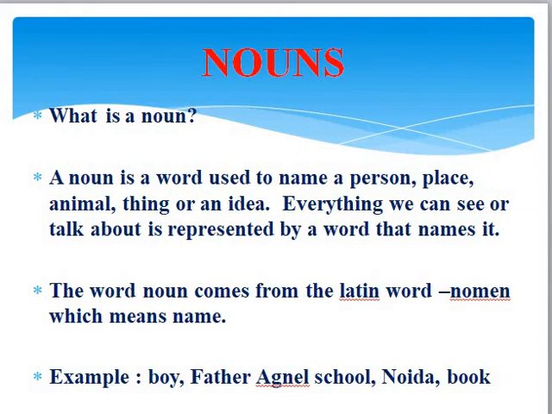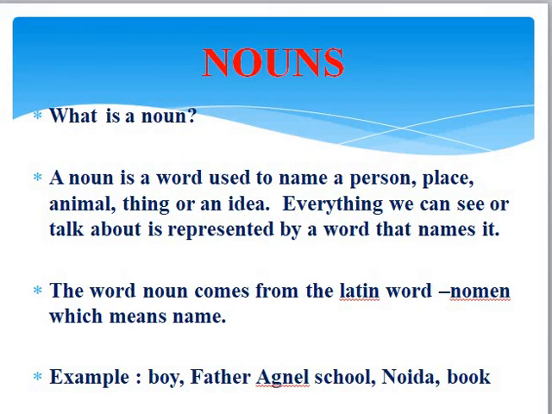Now, what is a noun? A noun is a word used to name a person, place, animal, thing or an idea. Everything we can see or talk about is represented by a word that names it. You all have such lovely names. Your parents have names. The school that you go to has a name. The place that you stay has a name. All your friends have names, and all the objects that you can see around you have names. So nouns are nothing else but all these naming words. All these names are nouns.